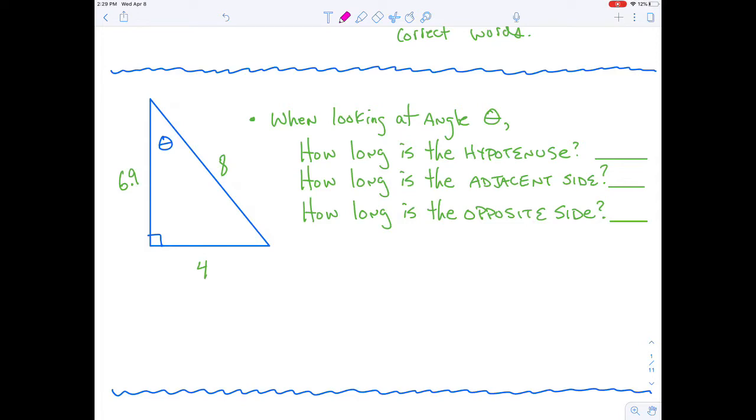All right, here we go. How long is the hypotenuse? The hypotenuse is always the side that's across from the 90-degree angle, so it's 8 no matter where theta is. Theta is opposite of side 4, so opposite is 4, and adjacent would be 6.9, so 6.9. Hopefully you have that same thing.